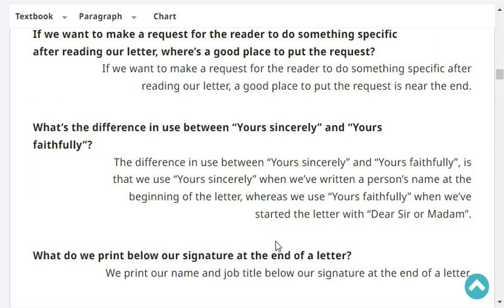What's the difference in use between yours sincerely and yours faithfully? The difference in use between yours sincerely and yours faithfully is that we use yours sincerely when we've written a person's name at the beginning of the letter, whereas we use yours faithfully when we've started the letter with dear sir or dear madam. Very good.